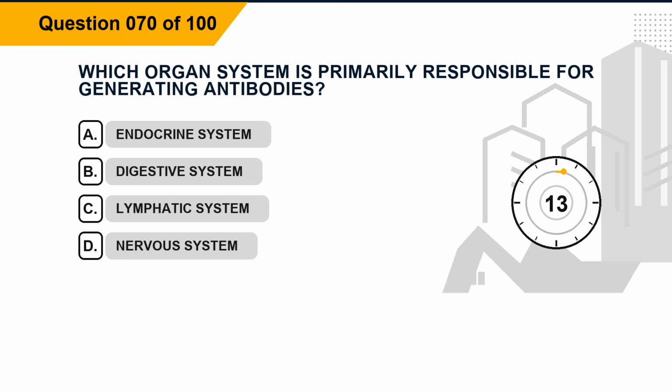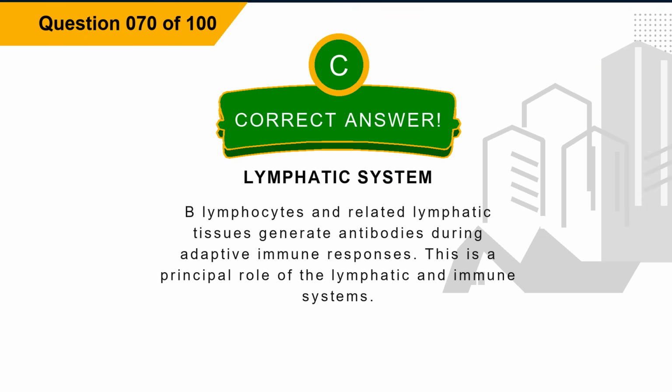Question 70. Which organ system is primarily responsible for generating antibodies? Option A. Endocrine system. Option B. Digestive system. Option C. Lymphatic system. Option D. Nervous system. The correct answer is option C. Lymphatic system. Explanation. B lymphocytes and related lymphatic tissues generate antibodies during adaptive immune responses. This is a principal role of the lymphatic and immune systems.